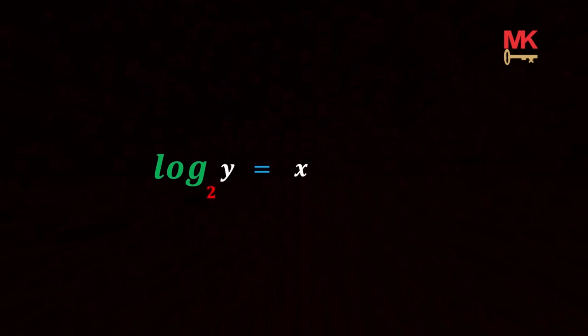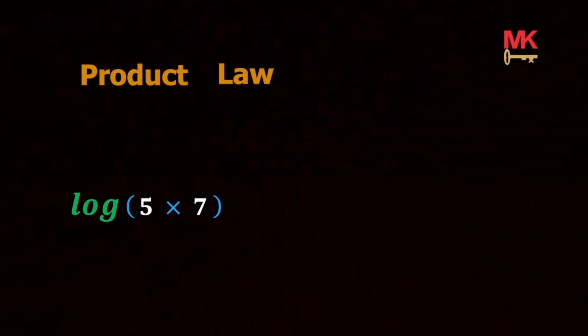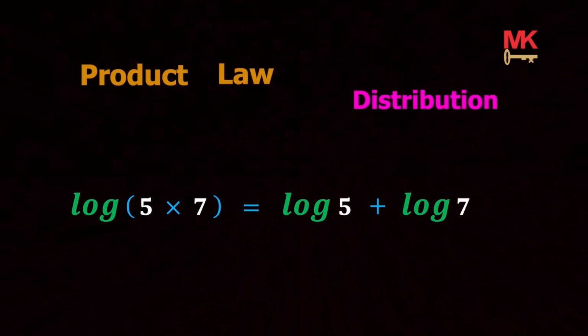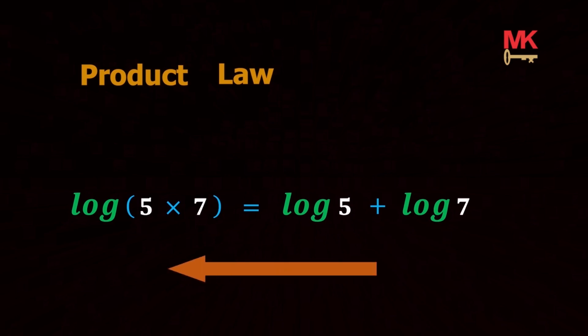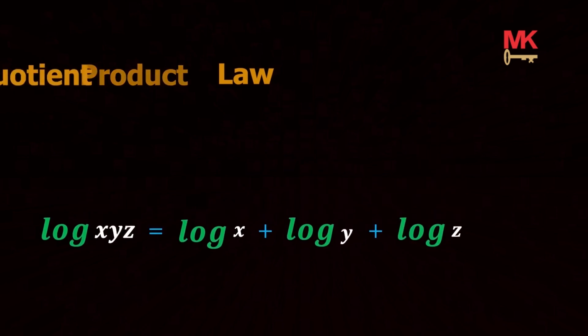In addition to this skill, we need to understand some of the various laws of logarithm before we proceed with problem solving. This law states that the logarithm of a product is equal to the sum of the logarithm of the individual factor. This means that log (5 times 7) equals log 5 plus log 7. This law can also be thought of as the law of distribution or the law of condensation, depending on whether we are moving forward or reversing the law. Also note that the law applies to as many factors as possible.